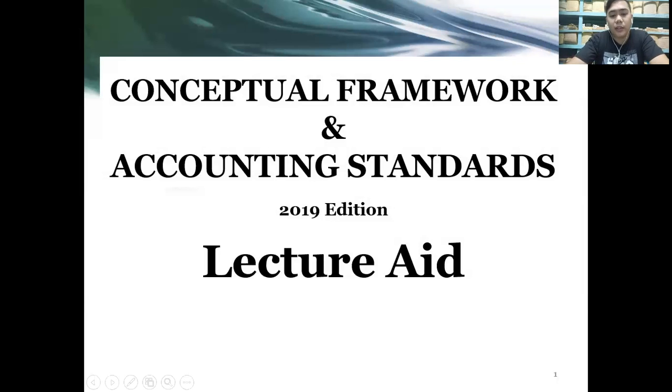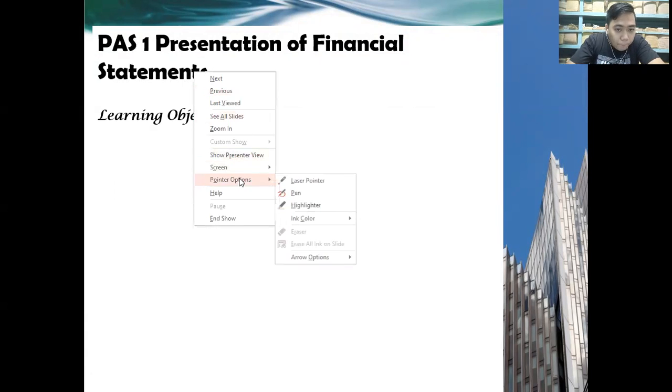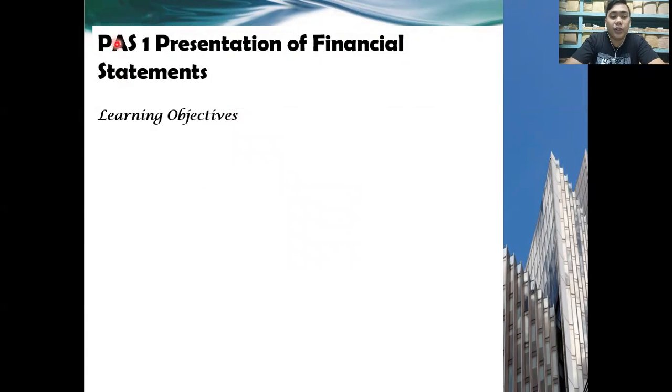So, conceptual framework in accounting standards. Let's start with the very first PAS, which is PAS 1, the presentation of financial statements. Please take note that PAS 1 is the first. These are the old standards, but there is a latest one, which is the PFRS. The PFRS did not supersede them; instead, the PFRS enhanced the existing standards. It has additional features to enhance the financial statements. But PAS 1, the first, is the presentation of financial statements.